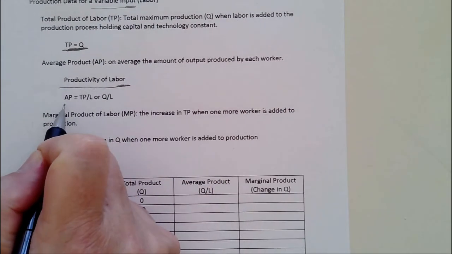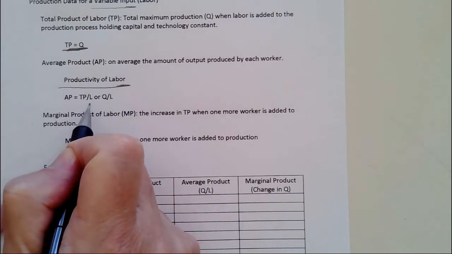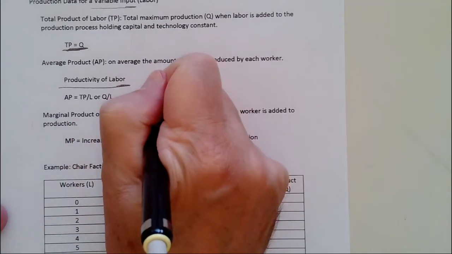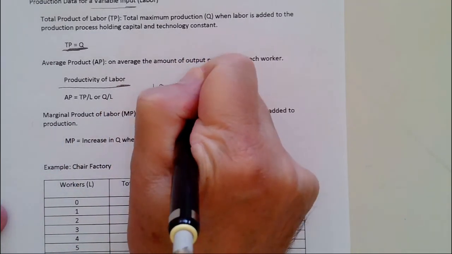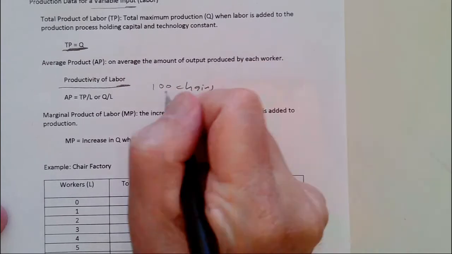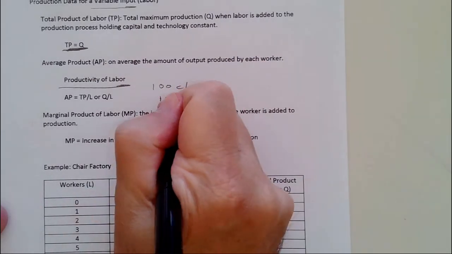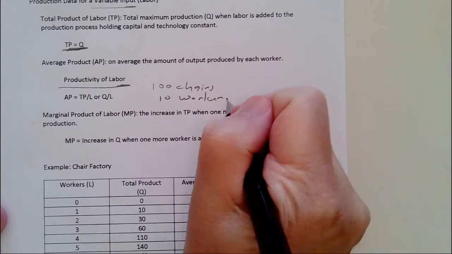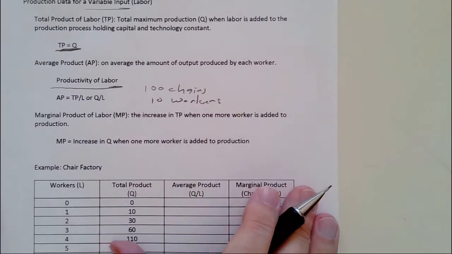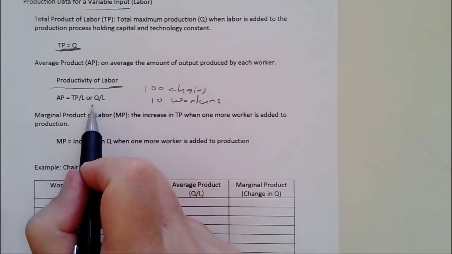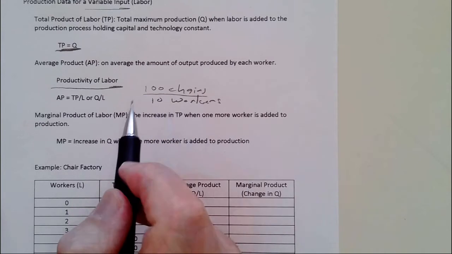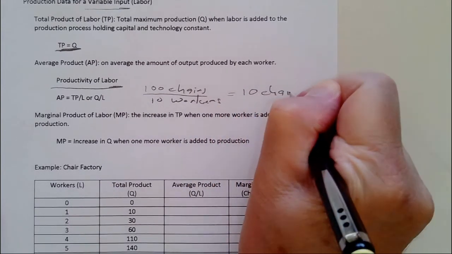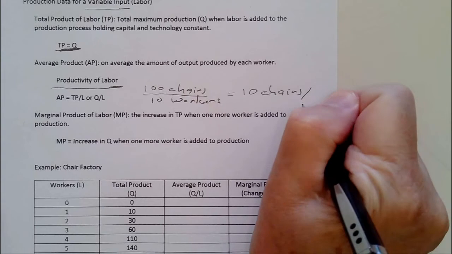You use AP for average product, and that would be your total product or your output divided by L, which stands for labor. So if we have, say, we're making 100 chairs per day, and let's say we have 10 workers per day. What is the productivity of those 10 workers? Well, you would take the 100 chairs, which would be your output Q, divided by 10 workers, and that means each of these 10 workers is producing 10 chairs on average. And that'd be 10 chairs per worker.